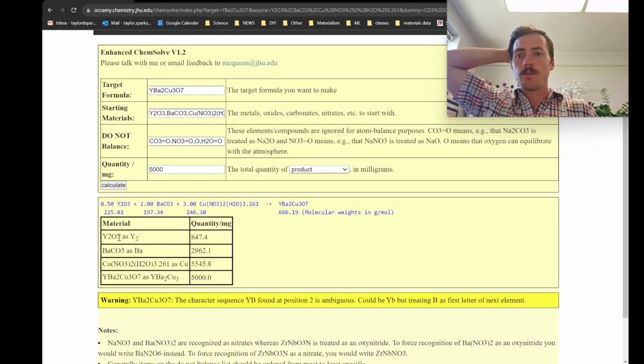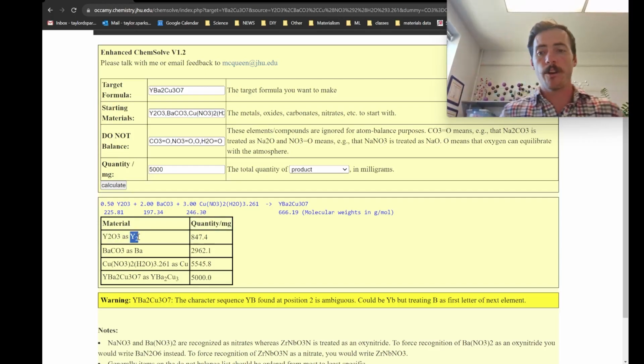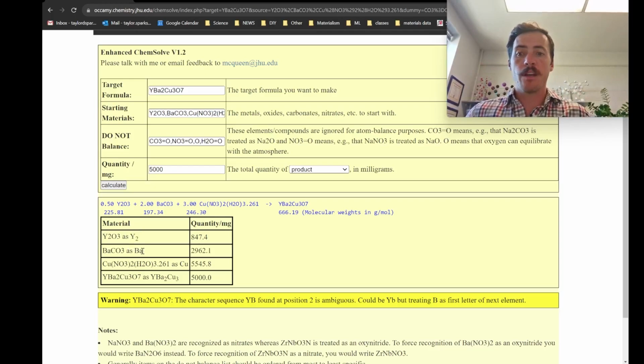It says, okay, I'm treating Y2O3 as a source of Y2 because it needs yttria in the final product. I'm treating barium carbonate as just barium. I'm ignoring the carbonates. I'm treating this whole copper nitrate hydrate as just copper sources. And then here's my final formula where it's ignoring the oxygen and figuring out how to calculate that. So this shows you the exact amount of these different things to add.